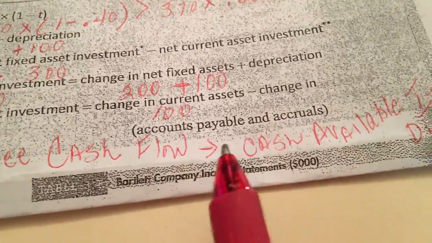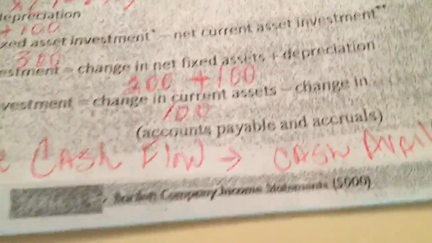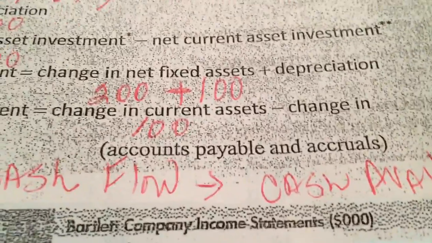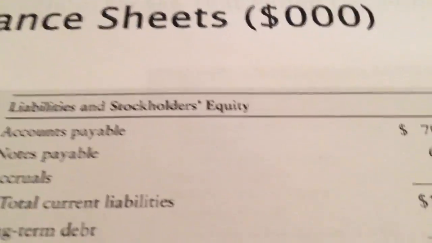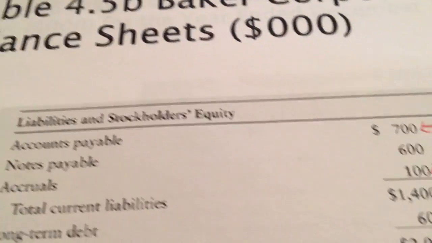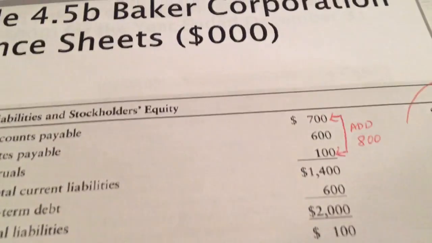Now, this is the part that's complicated. They want the change in accounts payable and accruals. So let's go to the second part of your balance sheet, liabilities and equity. Notice you have three items: accounts payable, notes payable, and accruals.